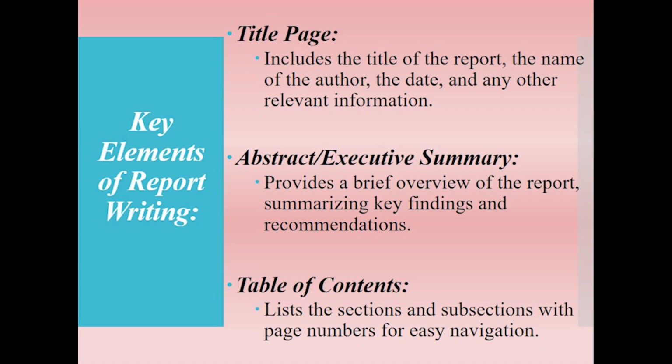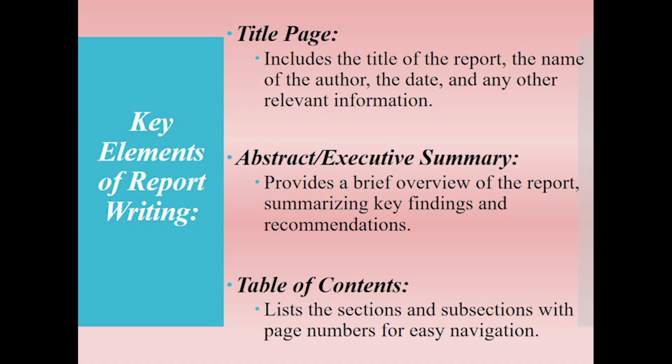In the key elements, what we notice first is the title page, which includes the title of the report, the name of the author, the date on which the report is being submitted, and any other relevant information needed for the audience, or whoever it is intended for. Then you see that the abstract or the executive summary comes at the beginning. It provides a brief overview of the report, summarizing the findings and recommendations. Then we have the table of contents, which lists the sections, the subsections, and the page numbers for easy navigation.